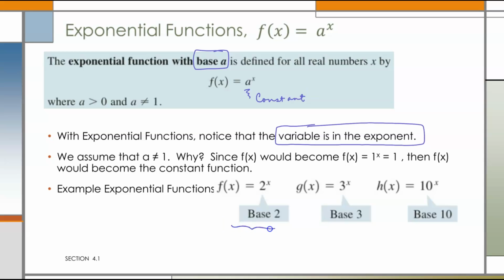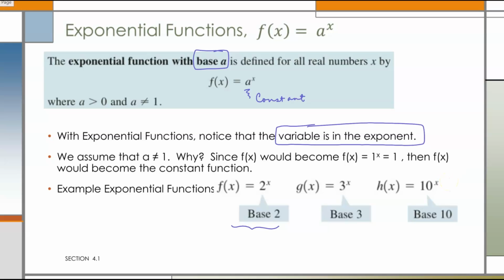For example, 2. Base constant 2 raised to a variable exponent x. 2 to the x is an exponential function. A constant 3, so we have base 3 raised to a variable exponent x. 3 to the x is an exponential function. 10 to the x, an exponential function. This is what exponential functions look like.